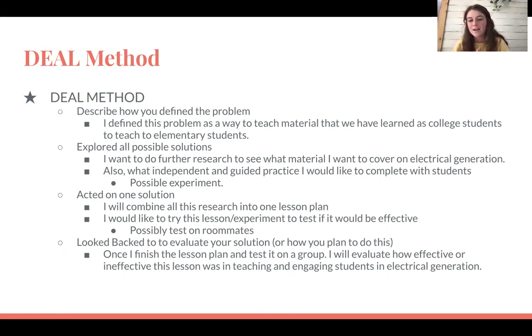So an independent practice is something that a student would do on their own, but a guided practice is something that you do together. So maybe we do something as a class and then they apply what they learned in the guided practice to their independent practice.